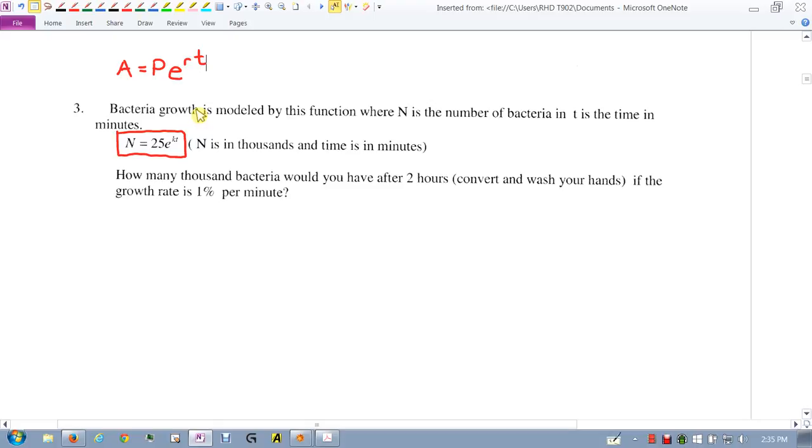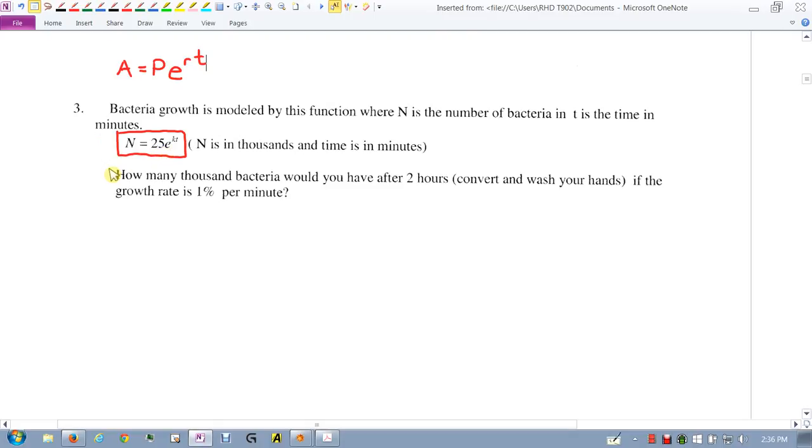All right? The N is like the A. So the N is the number of bacteria that are going to be present, where for us it was the amount of money that'll be there after a certain amount of time. 25 is our P. That's our initial money in. Here, that would be the initial number of bacteria that you started with. For this particular example, they're saying a bacteria growth is modeled with this function. They're talking about a specific bacteria where it starts at 25. If it was a different bacteria, it might be 10. It just depends, all right?